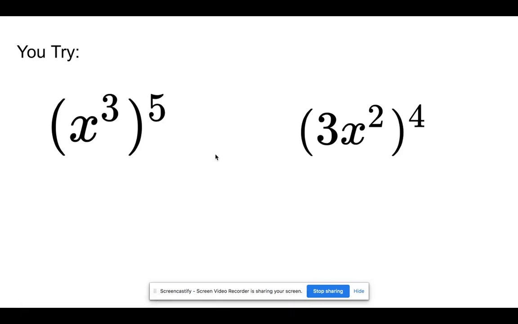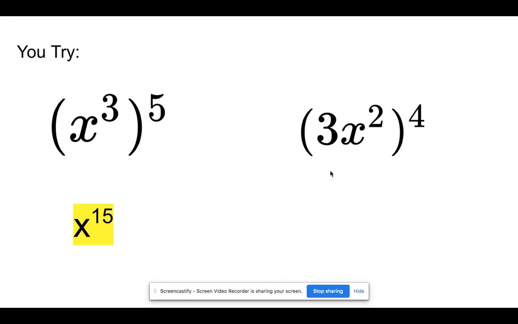Okay, so now that you've seen some examples, I'm going to give you time to answer these 2 questions, and then I'll explain them in a second. So with the first one, we only have 1 base. So that's x and 1 exponent, 3 on the inside and then 5 on the outside. So that's like one we just saw where you just do 5 times 3 and simplify it to x to the 15th.